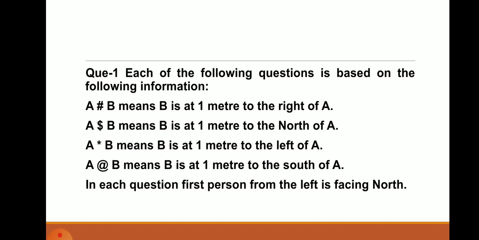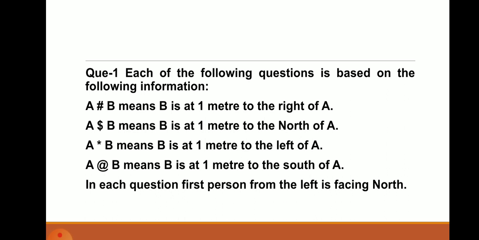So here also this type of question is there. Instructions are given in this paragraph, and based on that questions are asked further. So we'll read the instructions. Each of the following questions is based on the following information. A hash B means B is 1 meter to the right of A. A dollar B means B is 1 meter to the north of A. A star B means B is 1 meter to the left of A. A at the rate B means B is 1 meter to the south of A.